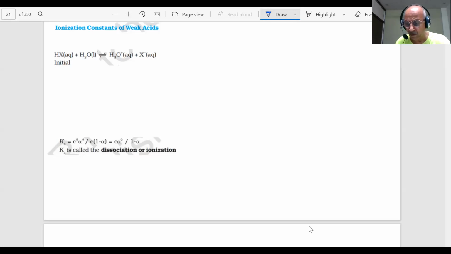We were discussing, students, the topic of ionic equilibrium, and we were telling you about the dissociation constants of weak acids and weak bases. We already told you, students, that a strong acid is completely ionized, so there is no equilibrium. But if an acid is weak, what will happen? There will be an equilibrium between the undissociated and dissociated ions of the weak acid.